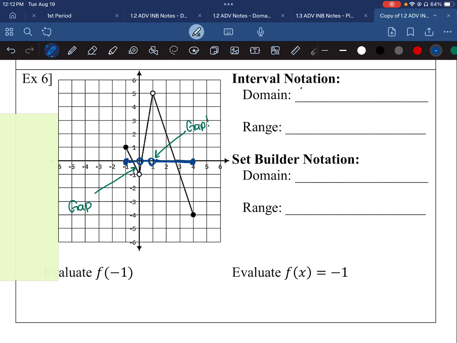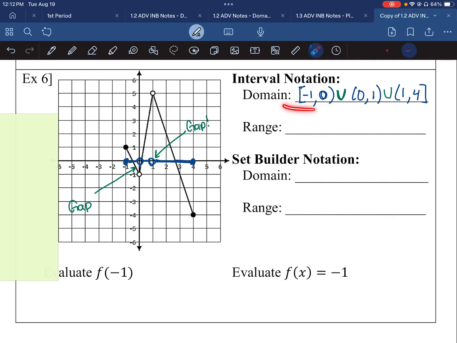So the furthest left is going to be a bracket at -1, and then the first gap that I have is at an x value of 0. It's open, so I put a parenthesis. And then because there's a gap, I have to put that union, that OR. Now here's the weird part. You pick back up right at 0, and then you go all the way to 1 with another parenthesis. Gap, pick back up at 1, and then go to 4 with a bracket.